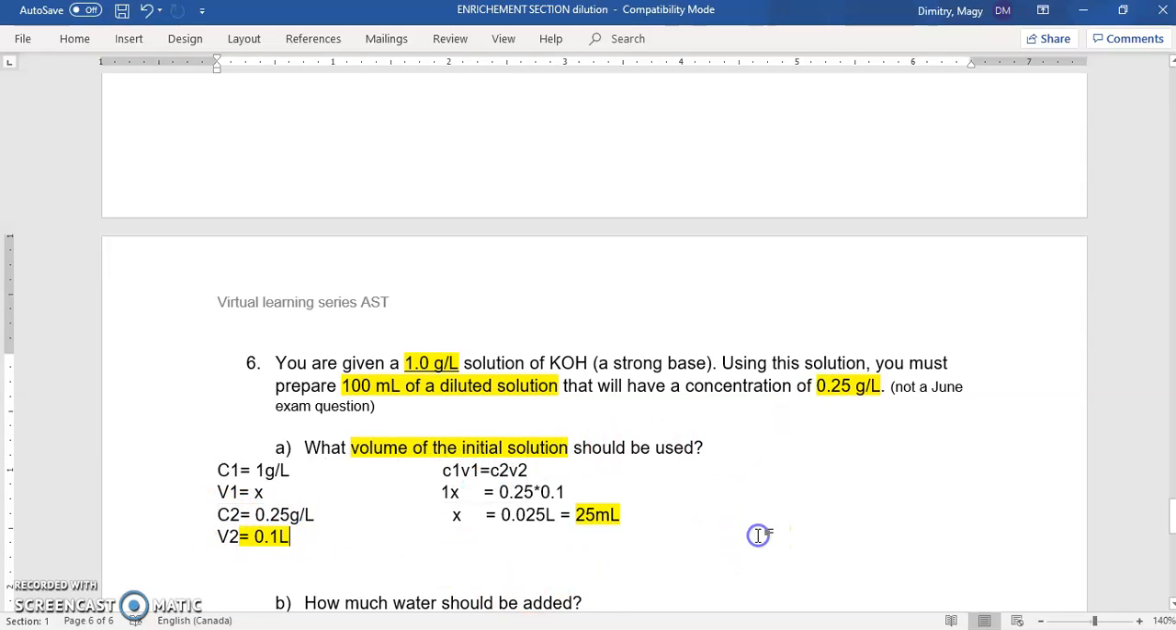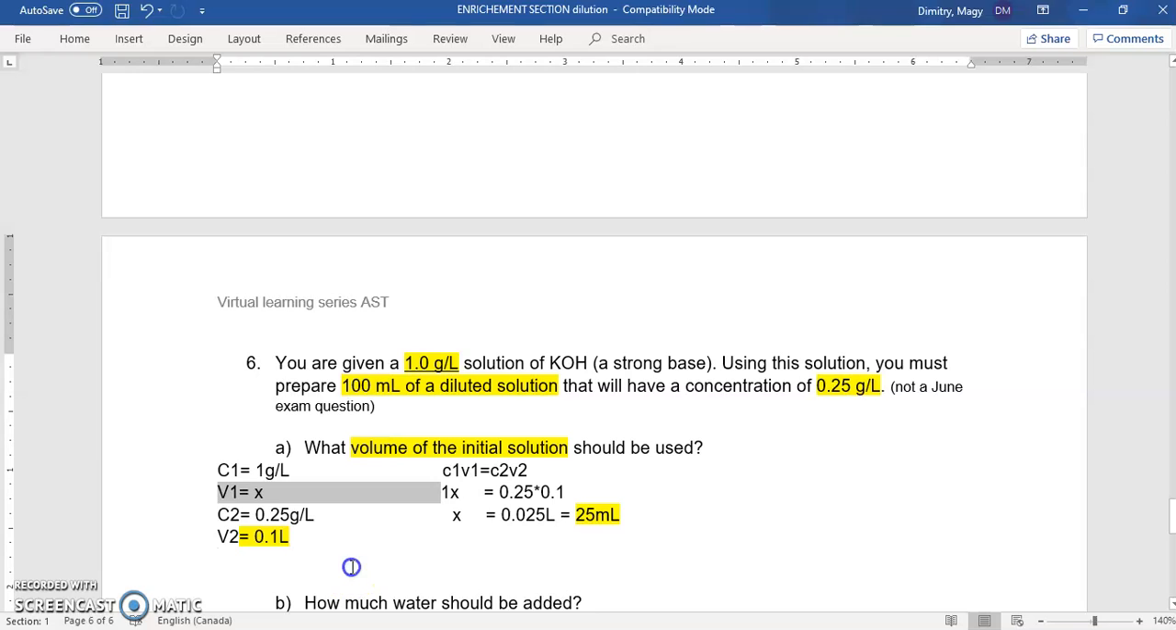All right, now next is this information. You're using the solution, you must prepare. This is what I need to get. This is my final situation. So this is where I'm going to write the 100 ml. I'll write it over here, except this one's in liters right away, 0.1 liters. Okay. Now it's clear. It says what volume of the initial solution should be used. So I'm looking for V1.